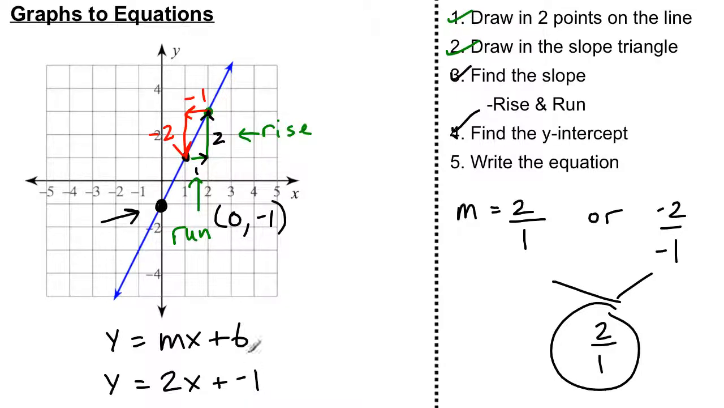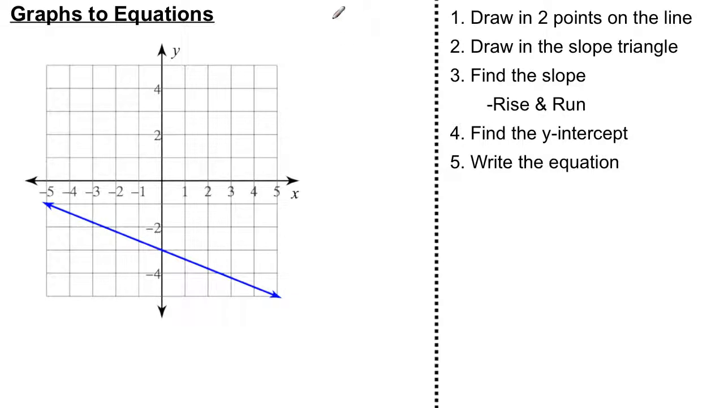Okay, let's go on to the next problem. Okay, so on this problem, first step, draw in 2 points on the line. On this one, let's start with the y-intercept and then follow it down. The only place that looks really easy is right here. Now we want to draw in the slope triangle, and it does not matter which way you do this. I'm going to use this slope triangle. So we're going to go right, and then we're going to go down.